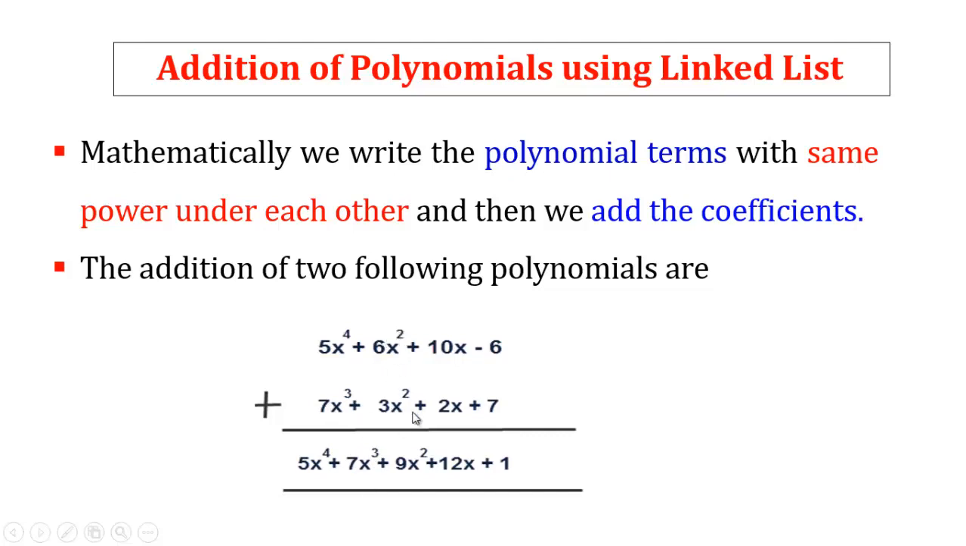Here also it is x power 2, the same exponent. In that case we can add the two coefficients, 6 plus 3 is 9. We represent only one exponent value, x power 2, because both are similar. Followed by 10x, compared with the second polynomial's x power 1. Both are x power 1, so we can add it: 10 plus 2 is 12x. Then minus 6 plus 7: here x power 0 and there also x power 0, so minus 6 plus 7 gives plus 1. This is the resultant equation for adding two polynomials.